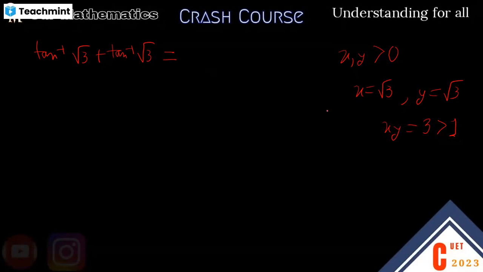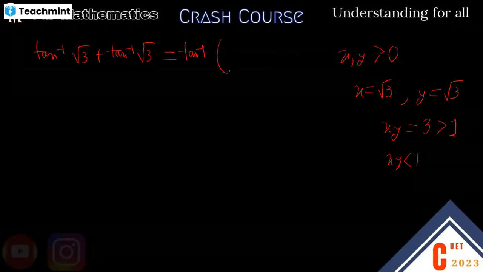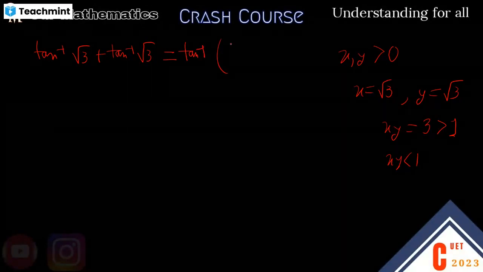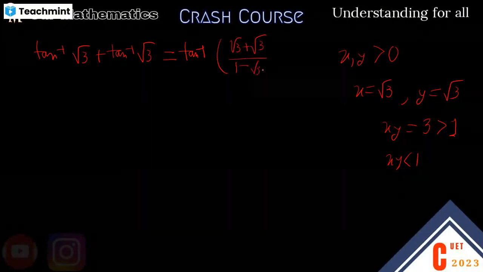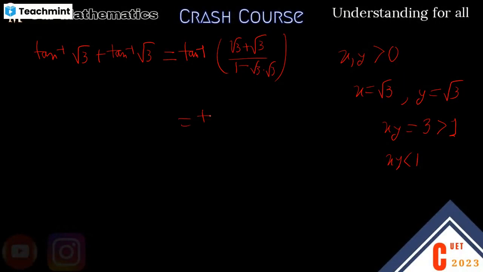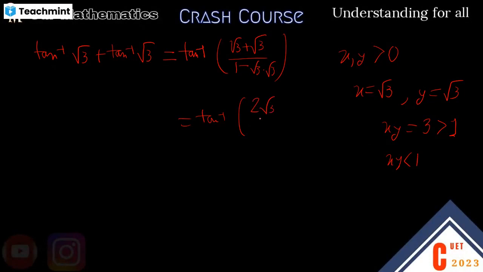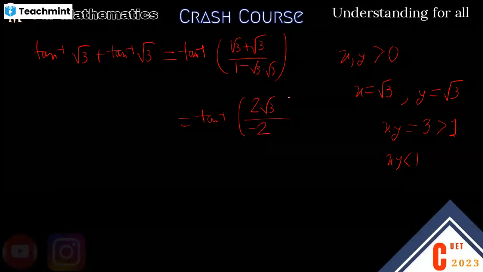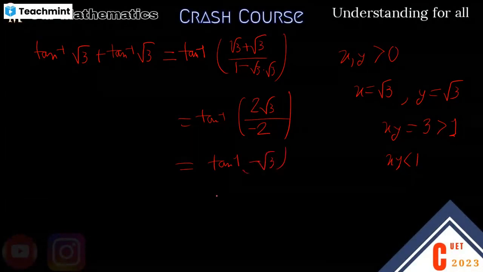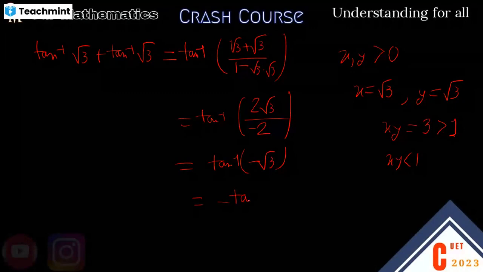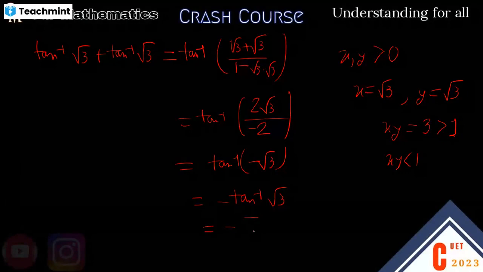Suppose we use the previous formula that we used for xy less than 1. Then আমি কি পাইলাম? Tan inverse x plus y is what? X plus y is root 3 plus root 3, 1 minus root 3 into root 3 is equal to tan inverse root 3 plus root 3 কি হয়? 2 root 3. 1 minus 3 is basically minus 2. It's become tan inverse minus root 3. It is equal to minus of tan inverse root 3. It is minus of pi by 3.